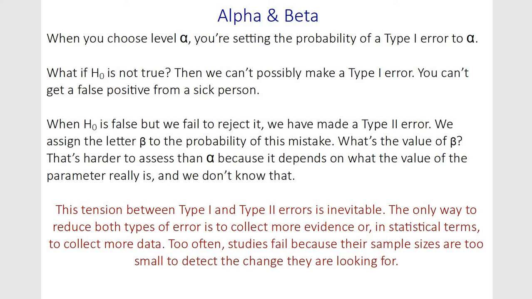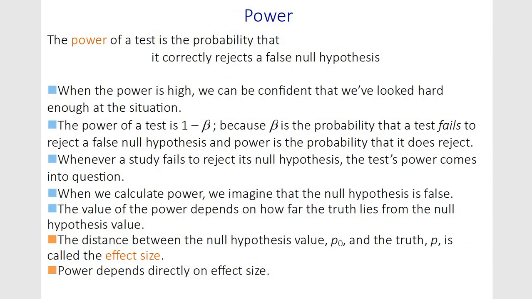Hopefully that makes sense. Now, usually we don't talk about beta, we talk about the power of a test. The power of a test is the probability that it correctly rejects a false null hypothesis. So when the power is high, we can be confident that we've looked hard enough at the situation. The power of a test is just 1 minus beta. Beta is, again, the probability that the test fails to reject a false null hypothesis.